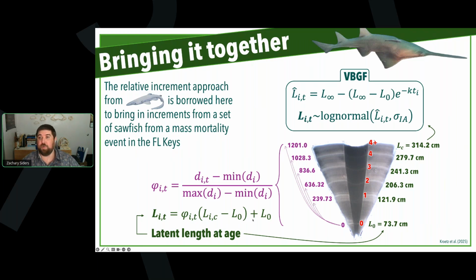In this case, we're doing that back calculation within the model. So we're reading in those increment data into the model itself, doing the back calculation within that model and getting this latent length at age. That gets calculated within the model and then used in our classic size at birth von Bertalanffy moving forward.